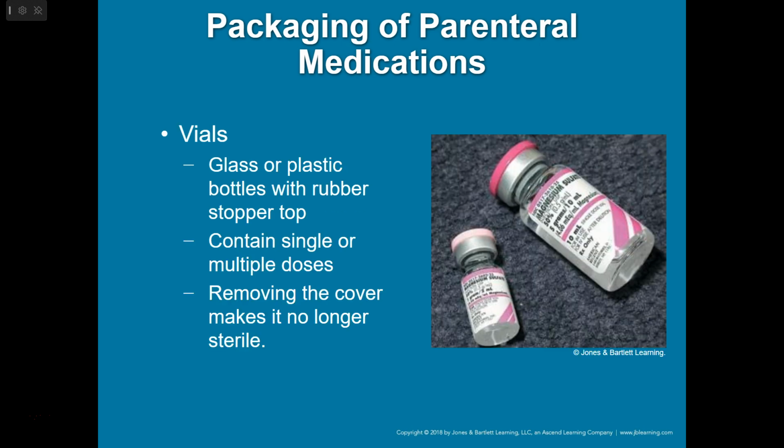A vial makes sense. It's a glass container or a plastic container with a rubber stopper on the top. Seems very simple. It can have single dose or multiple doses. Once you pop that little cover off the top, it's no longer sterile, but it can still be a multi-dose vial. So you want to cover that back up, and then you're also going to clean the top of that. If it was ever needed for multi-doses, you're just going to clean that top with alcohol, some sort of aseptic technique to make sure you don't have any germs on top of that before you poke through it with the needle.